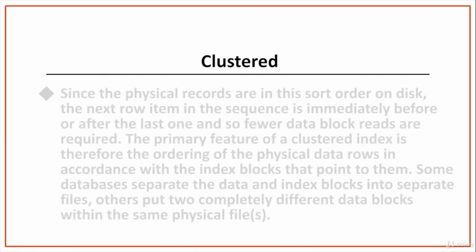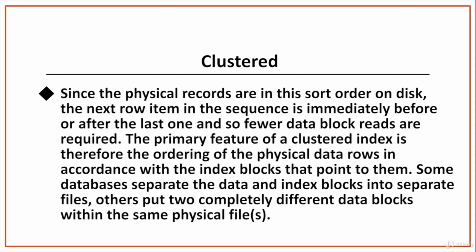Since the physical records are in this sort order on disk, the next row item in the sequence is immediately before or after the last one, and so fewer data block reads are required. The primary feature of a clustered index is therefore the ordering of the physical data rows in accordance with the index blocks that point to them.